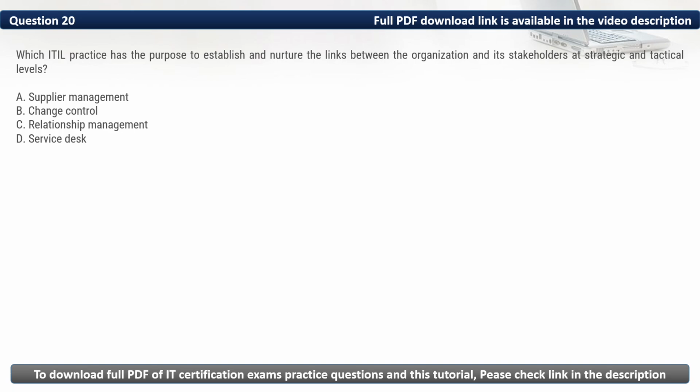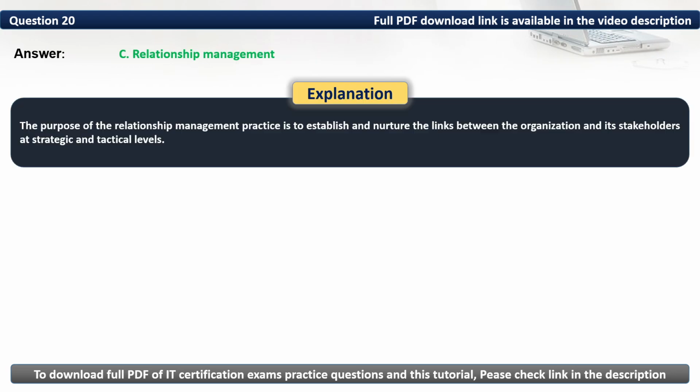Here in this question, the correct ITIL practice according to the given purpose is relationship management. Thus, the correct option is C. The purpose of the relationship management practice is to establish and nurture the links between the organization and its stakeholders at strategic and tactical levels.